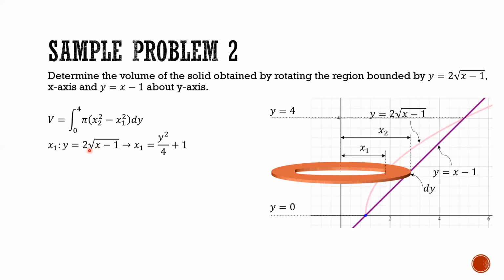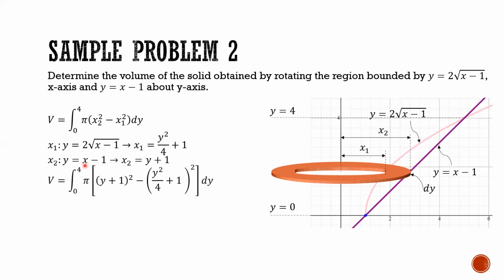So what we did here is square both sides of the equation, transpose 1 on the left-hand side, and then divide by 2 squared, which is 4. So we get this particular equation. That is our representation for x1. Next, x2 is bounded or represented by this line, so all we have to do is use the equation of the line to solve for x2. That is y plus 1. And then substitute that into our integral.